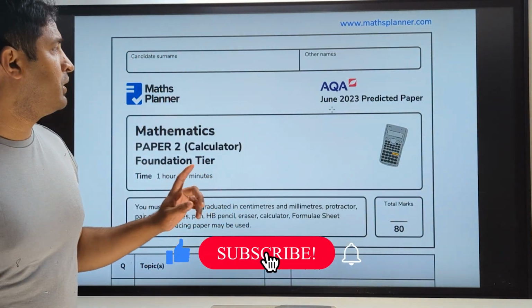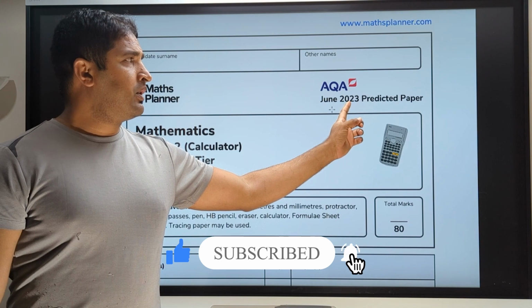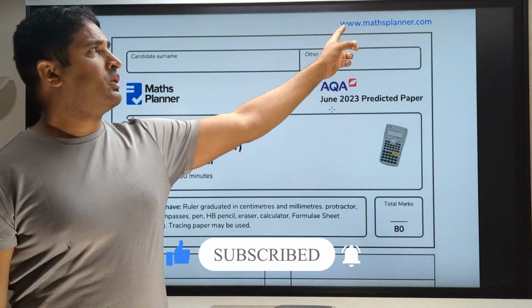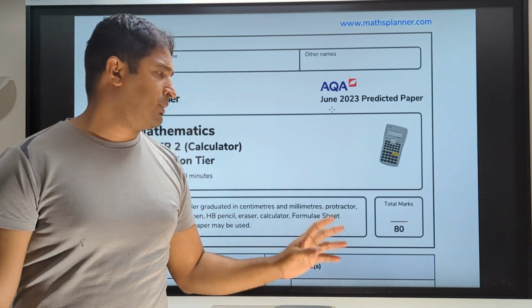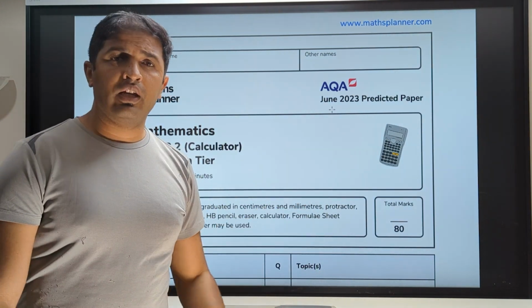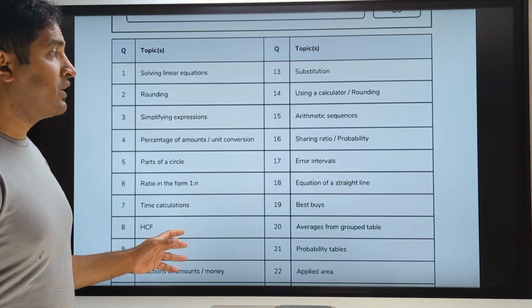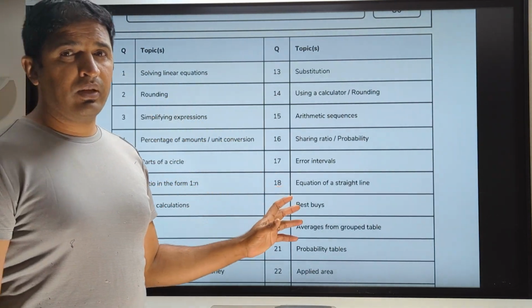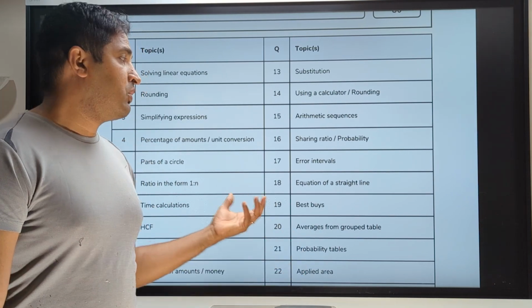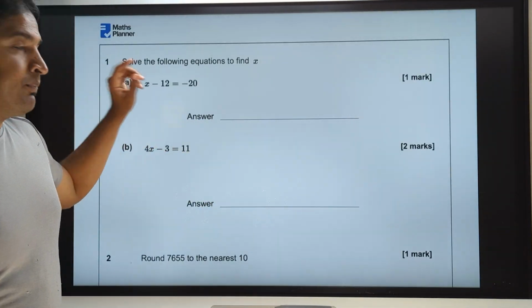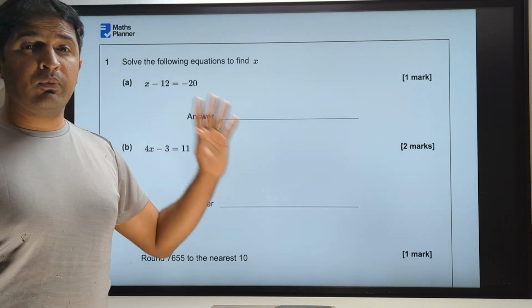And today we're going to be looking at the June 2023 predicted paper. You can go to the website, download a copy and have a go at it. I'm going to try and run through it. It's not guaranteed that these topics will pop up in the paper, but you will get to revise these 24 topics that way. Without delay, this is for foundation.